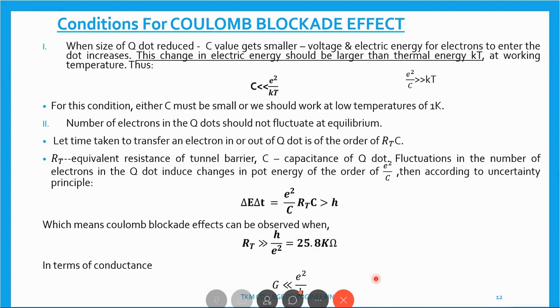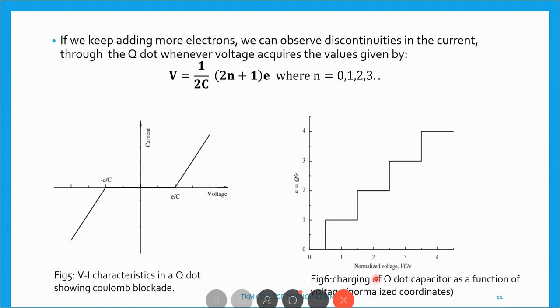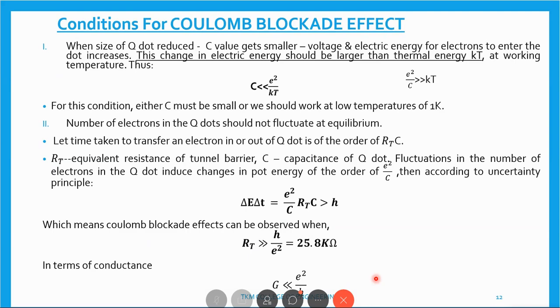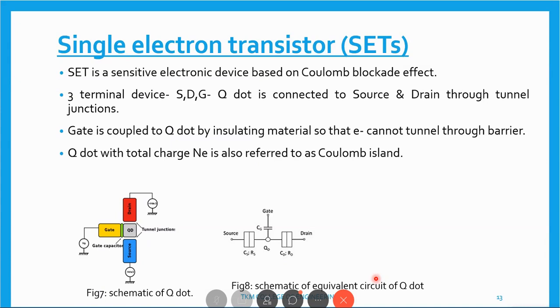Right. Now, next concept. Since we have understood what Coulomb blockade is and what conditions are required to attain it, we'll discuss an application of Coulomb blockade, which is the single electron transistor. Actually, this is a topic which comes in the 6th module, but since we are discussing Coulomb blockade, I will discuss the basic concept of the single electron transistor. A single electron transistor is a sensitive electronic device based on the Coulomb blockade effect.